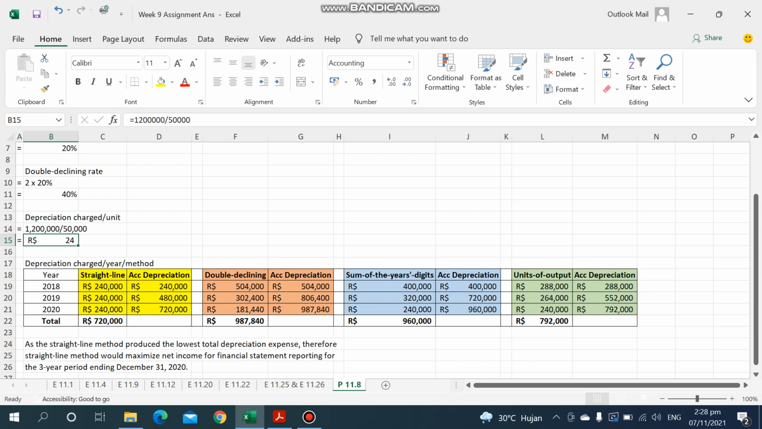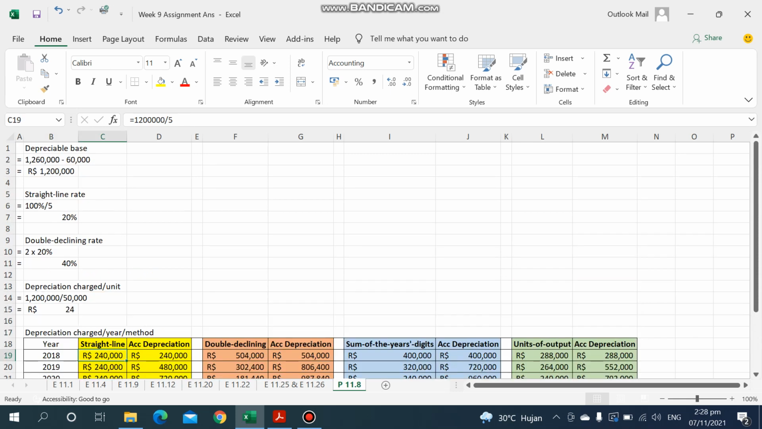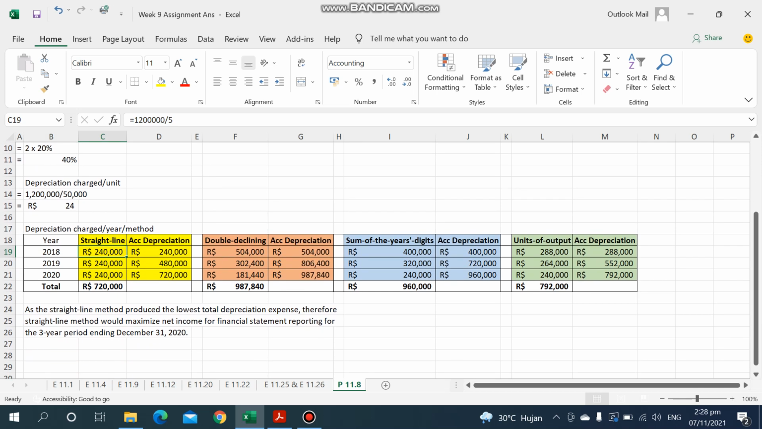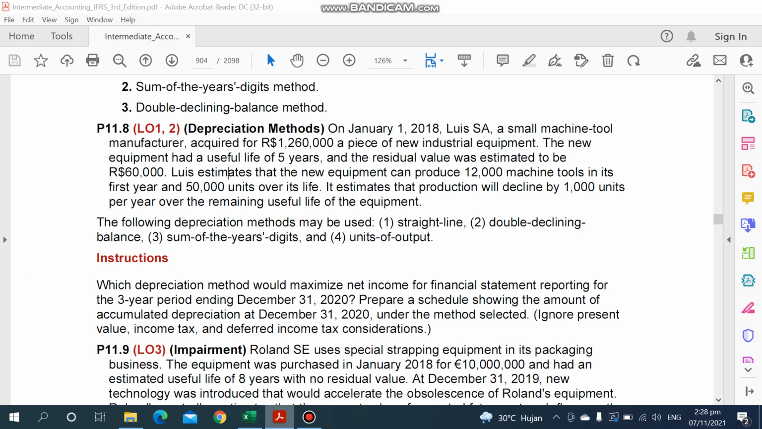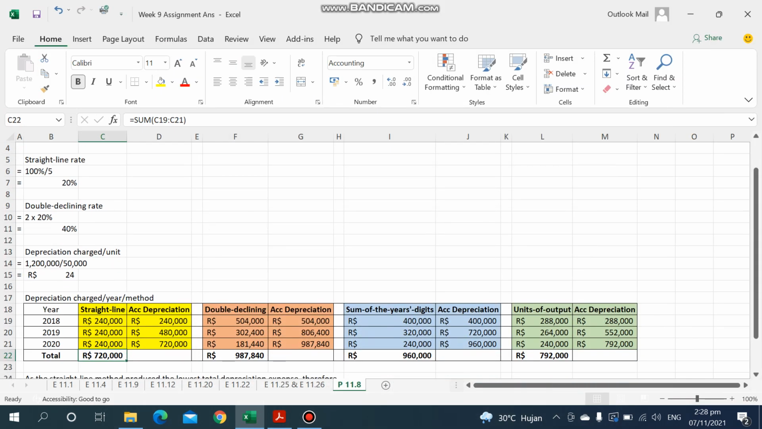So for straight line, it is just a simple depreciation, which is 1.2 million divided by 5. So every year the depreciation will be only 240,000. In total for 3 years it is 720,000. And then for double declining, remember it is using the double declining rate times the cost of the equipment. Okay, so 40% times 1,260,000.